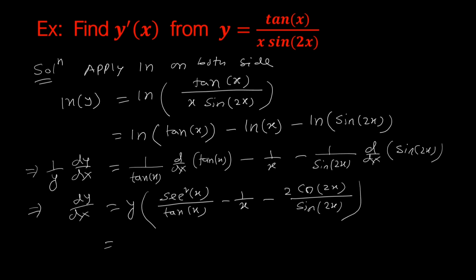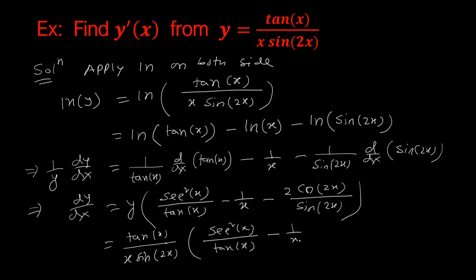So this is equal to tan x over x sine 2x, times secant square x over tan x, minus 1 over x, minus 2 cosine 2x over sine 2x.